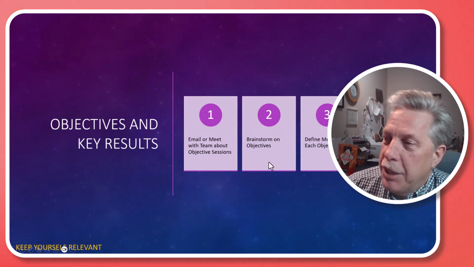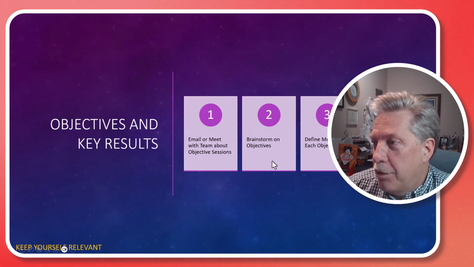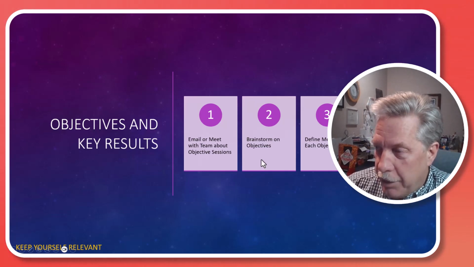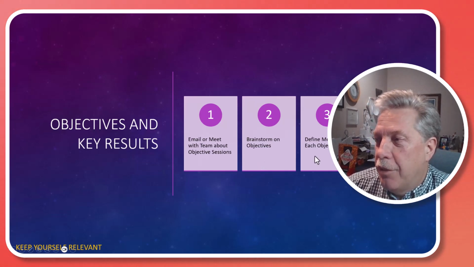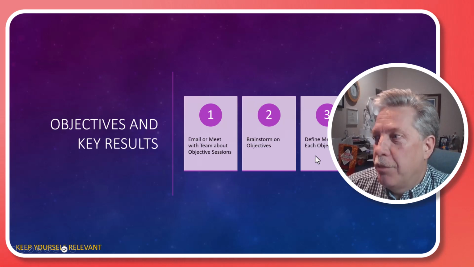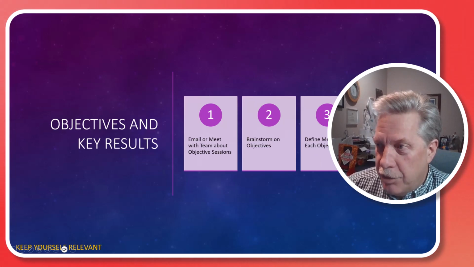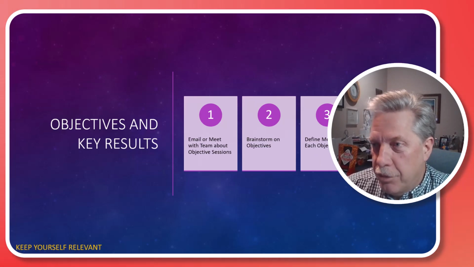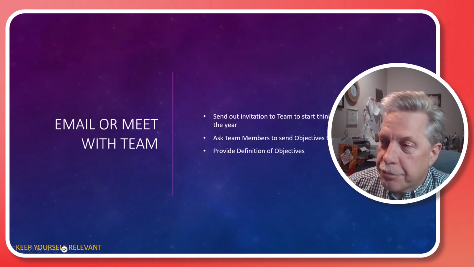Then during an actual meeting, we did these three pieces in one meeting. We did a brainstorm on the objectives. We then defined the metrics for each objective and then defined the key results. So those were the steps that we went through to create our objectives and key results for the year.